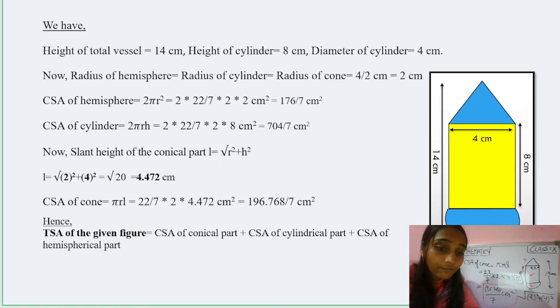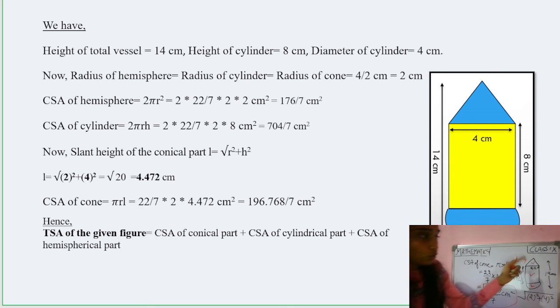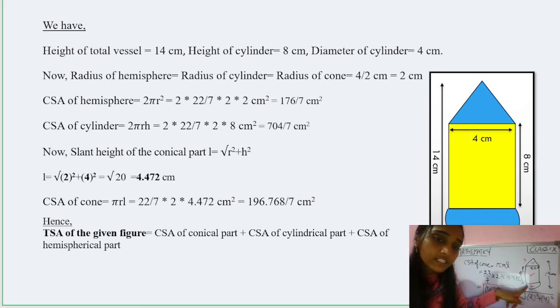Now we are left with the adding of all these curved surface areas which we have got. So yes, we have calculated for this conical portion also now. So what we will do? We will add the curved surface areas of these three different solids. Okay. And simply tell me the answer. What are you getting after adding all the surface areas?